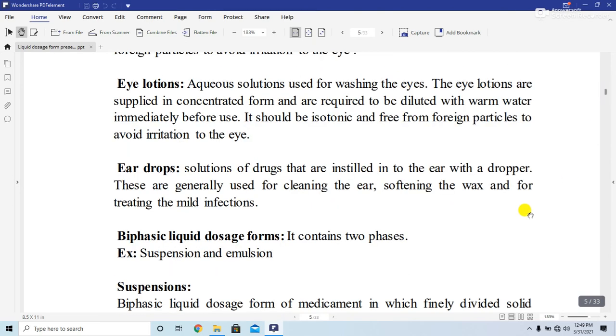Another one is called eye lotion. Eye lotions are also aqueous solutions used for washing the eyes. Eye lotions are supplied in concentrated form and are required to be diluted with warm water immediately before use. They should be isotonic and free from foreign particles to avoid irritation to the eye.